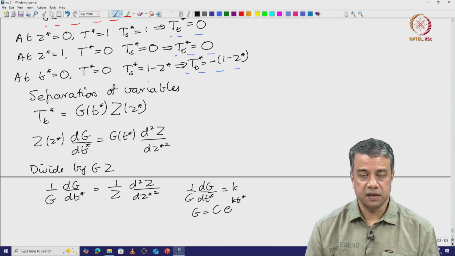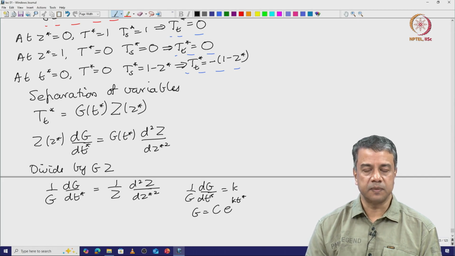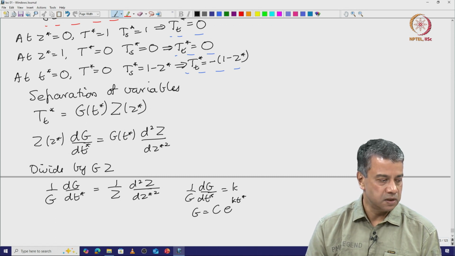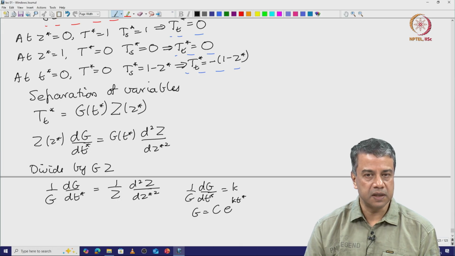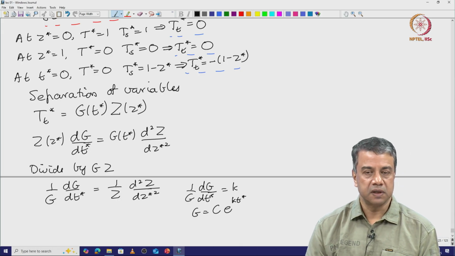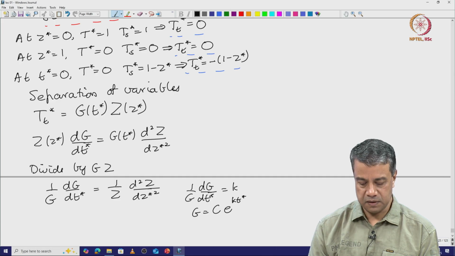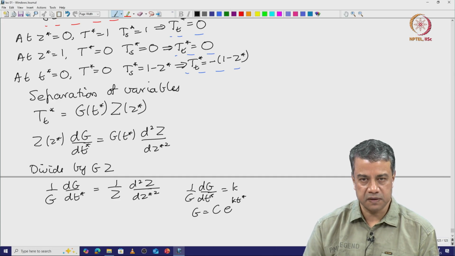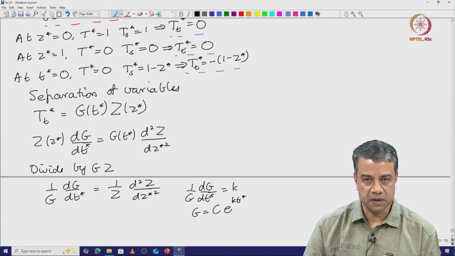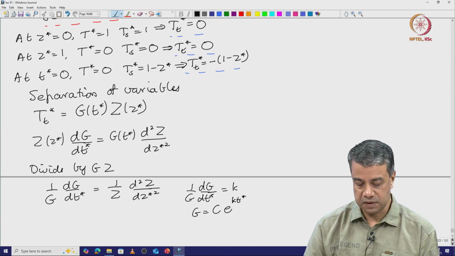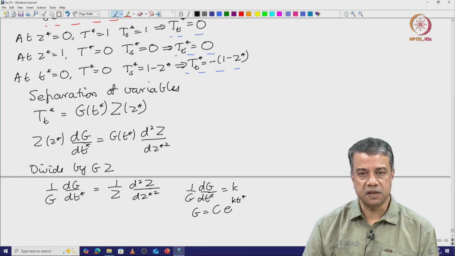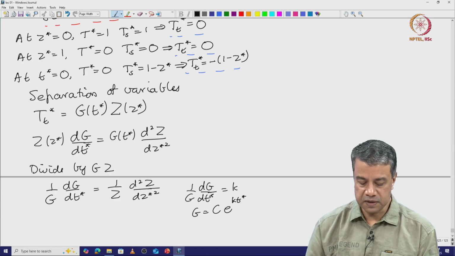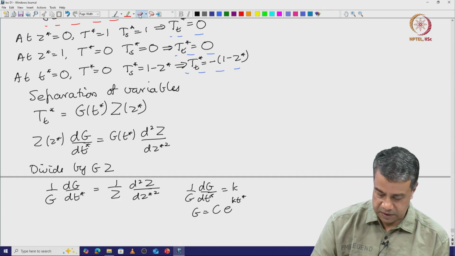We know that the transient part has to decrease to 0 in the long time limit, because the solution for the total temperature has to be equal to the solution for the steady temperature in the limit as t goes to infinity. This implies that the exponential has to be a decreasing exponential function, and therefore, k has to be a negative constant. So the transient part of the temperature decreases to 0 in the long time limit only if this constant k is a negative constant.